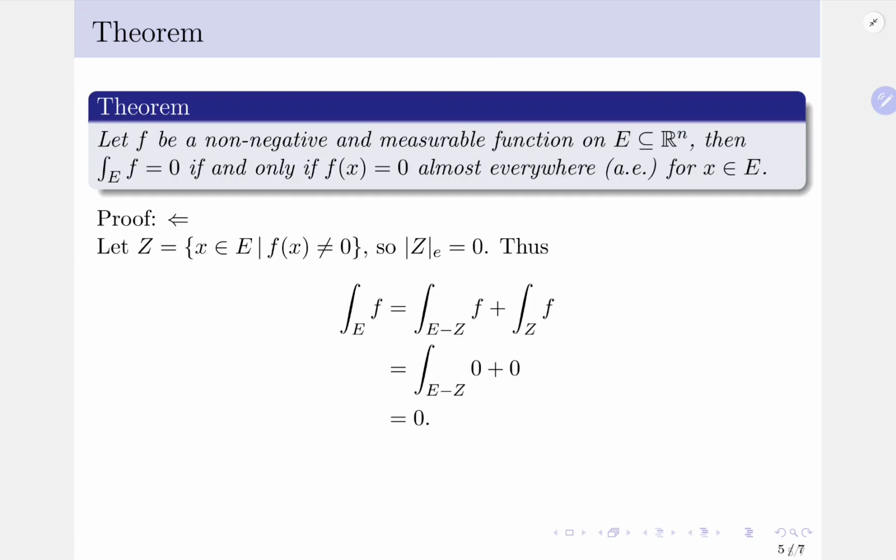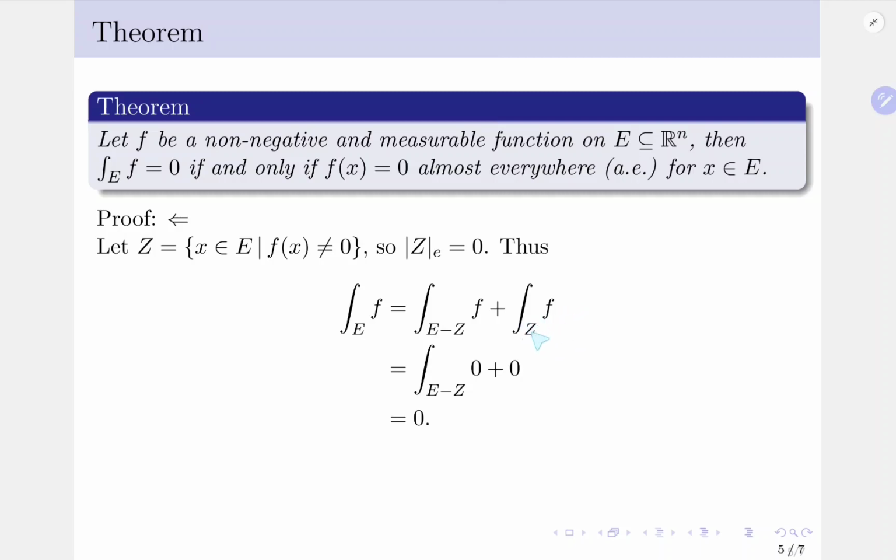So the easy part is from the right to left side, which is if f(x) equals 0 almost everywhere, then the Lebesgue integral of f equals 0. So we first let the set Z equal the set of f(x) not equal to 0. And because f equals 0 almost everywhere, this set will be a measure 0 set. And thus we can write the Lebesgue integral of f on E equals the Lebesgue integral of f on E minus Z plus the Lebesgue integral of f on Z.